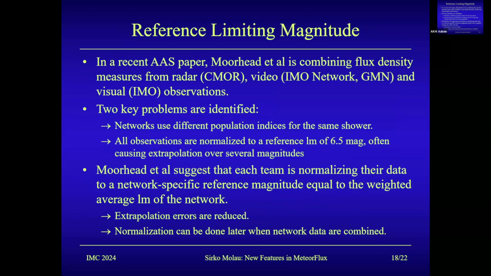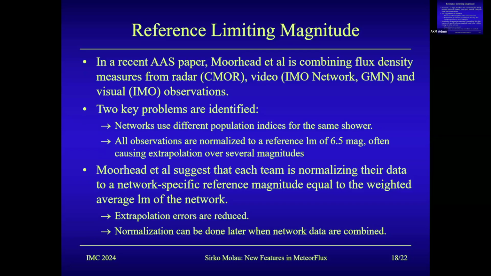One thing is she has problems because the different teams were using different population indices for the same shower. Of course, that is bad because you're scaling the shower in a different manner, so that must be constant. And the second thing that she proposes, well, so far all the observations are reduced to a standard limiting magnitude of 6.5. Yes, we all know that. But her idea is, well, that's not good, because if you have radar at 8 or 9 magnitude, you are extrapolating over 3 magnitudes. Whereas if you have video at 2nd or 3rd magnitude, again, you're extrapolating to 6.5 over 4 magnitudes. So you will introduce big errors.